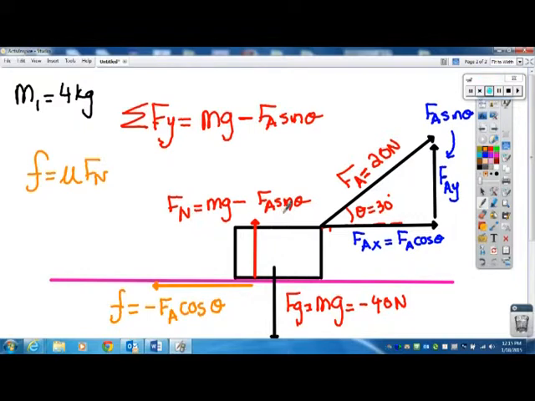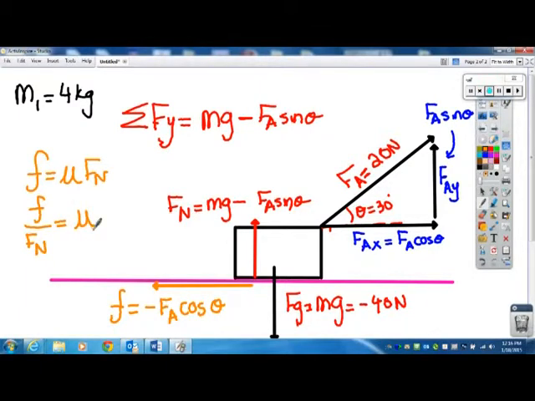These are useful ideas to know because they may ask you in this problem, find the coefficient of friction. Well, great, you just now found out the force of friction. This value is going to go in for the force of friction. This value over here is going to go in for the normal force. You divide the force of friction by the normal force, and you're going to get the coefficient of friction. So you can do a lot with these concepts as long as you understand them, and that's the important part.